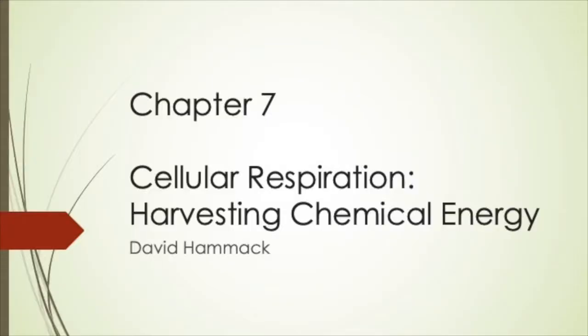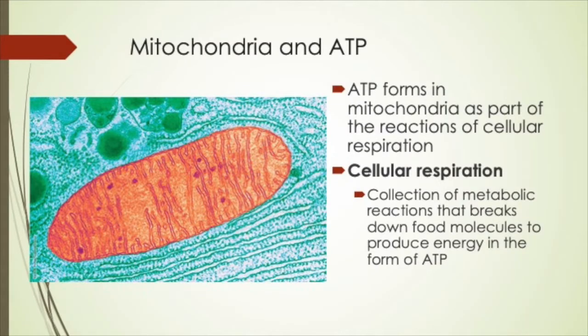We're going to be talking about cellular respiration and the harvesting of chemical energy through sugars and starches and oils and fats and proteins and things like that. Okay, basically carbohydrates. So where we do this is in mitochondria. Mitochondria forms ATP as a part of the reactions of cellular respiration.